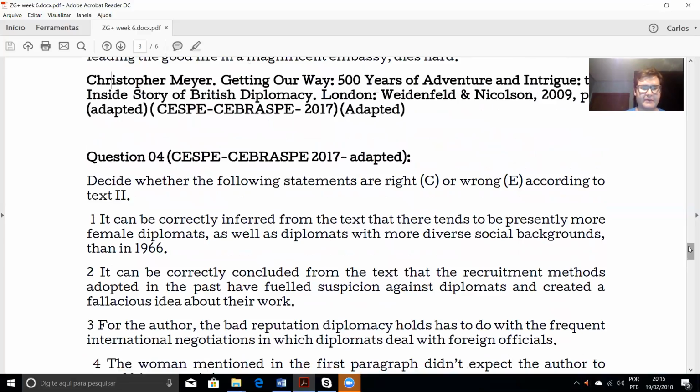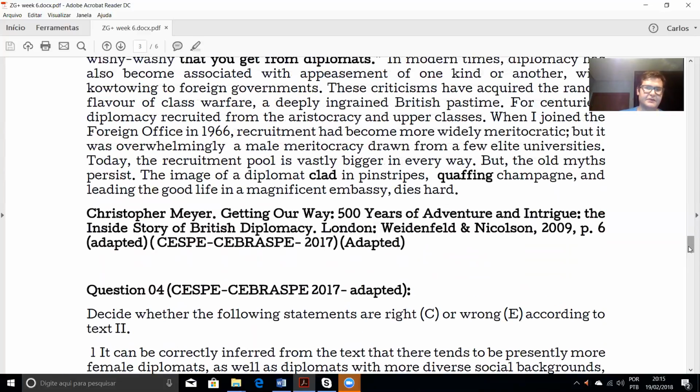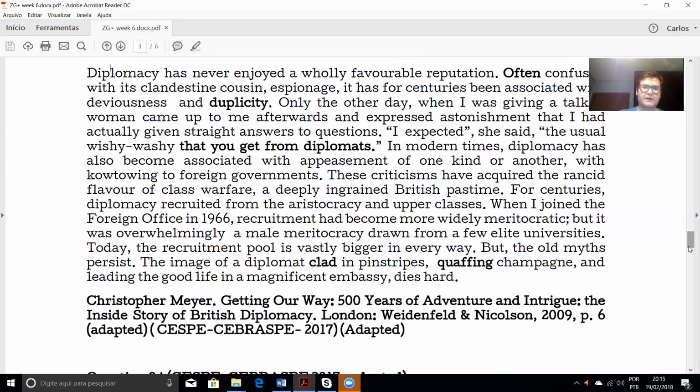Okay. Item number 1. It can be correctly inferred from the text that there are trends that there tends to be presently more female diplomats, as well as diplomats with more diverse backgrounds than in 1966. And this one is correct. If you just read this line over here. For centuries, diplomacy recruited from aristocracy and the upper class.